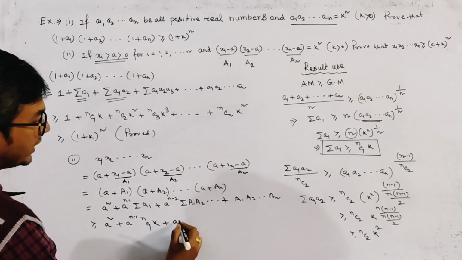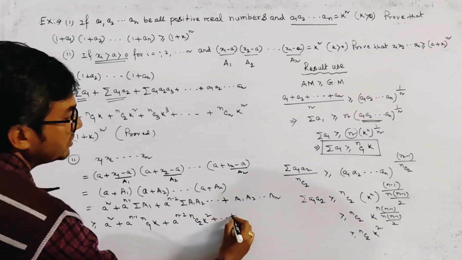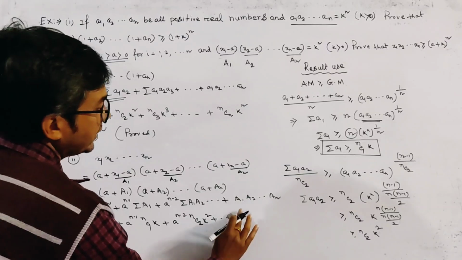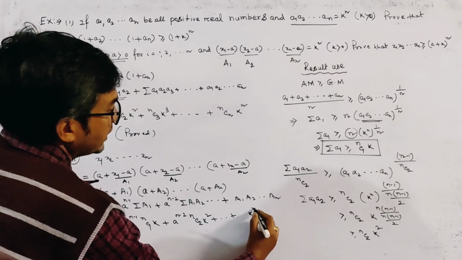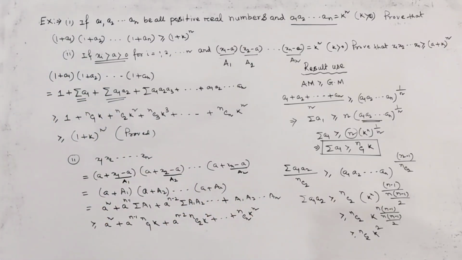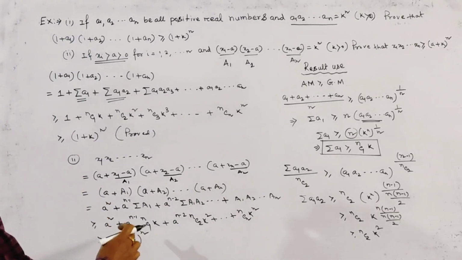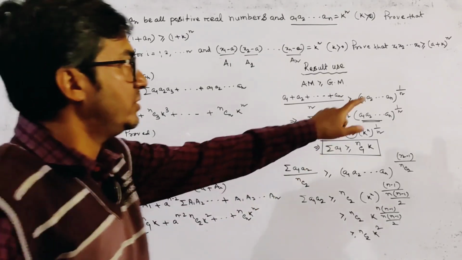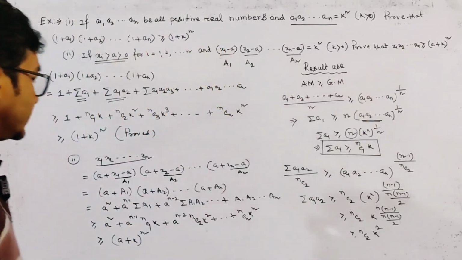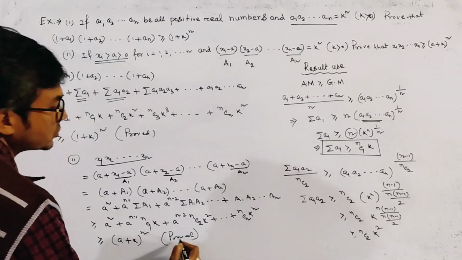For the second term, we get a to the power n minus 2 nC2 k to the power 2, and similarly, sorry, we write this is k to the power n, and we write here nCn, because nCn means 1. Okay, and this is nothing but (a plus k) whole to the power n. This is the binomial expansion of (a plus k) whole to the power n. Okay, so here is the left hand side of our required result, and this is the right hand side. Okay, so we proved the second result also.